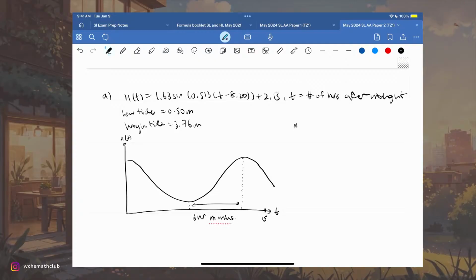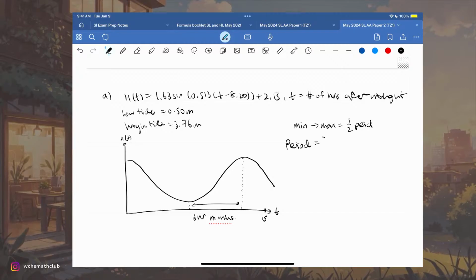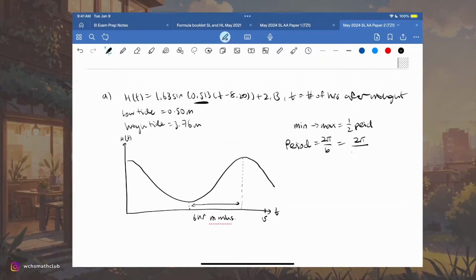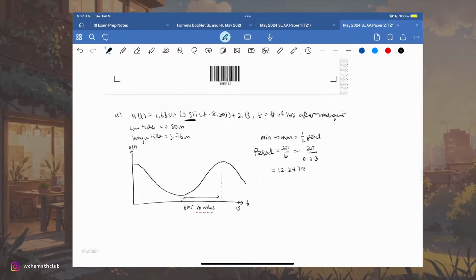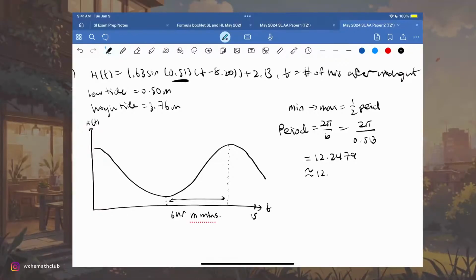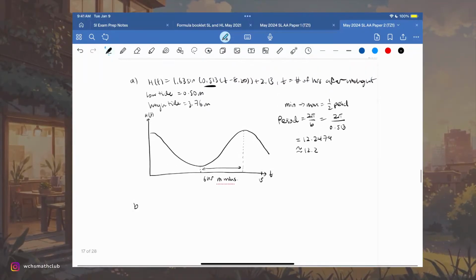What we know is that for a sine graph, from the min to the max is equal to half of a period. The period is equal to 2 pi over b. Because we know b from this over here, the period is 2 pi over 0.513, which is roughly 12.2479. And because we want to give this correctly, we'll write this as roughly 12.2, which should be the answer to A. Okay, looking at question B.